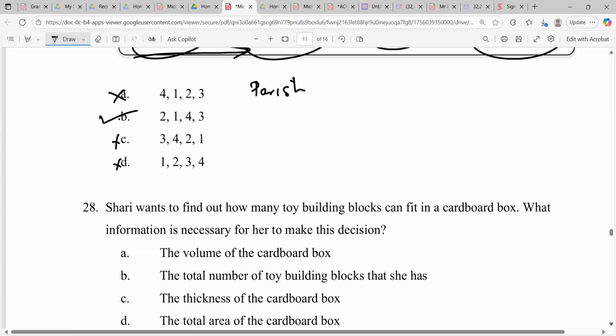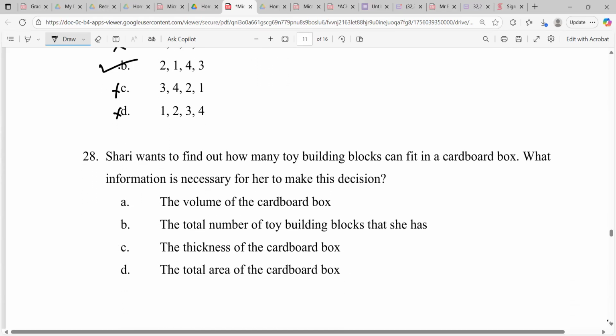All right, let's move on to 28. Shari wants to find out how many toy blocks can fit in a cardboard box. What information is necessary for her to make this decision? A, the volume of the cardboard box. B, the total number of toy building blocks that she has. C, the thickness of the cardboard box. D, the area of the cardboard box. Read that one carefully and go ahead and answer.